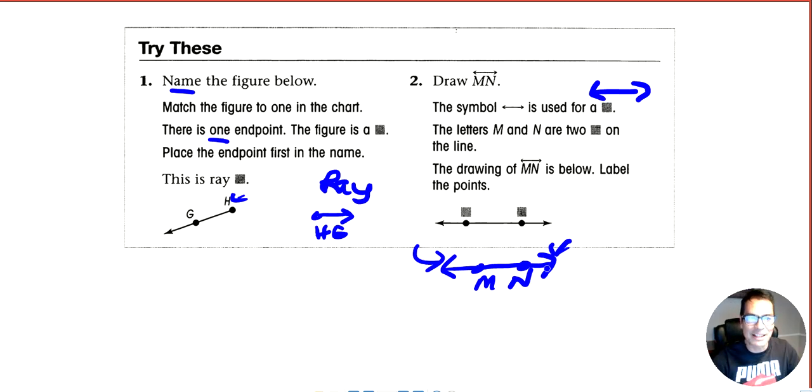All right, it's going to be your turn, and that has been lesson 1-1, points, lines, and planes.